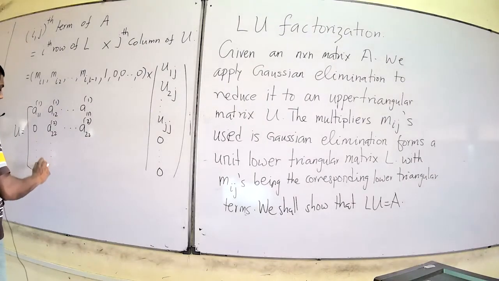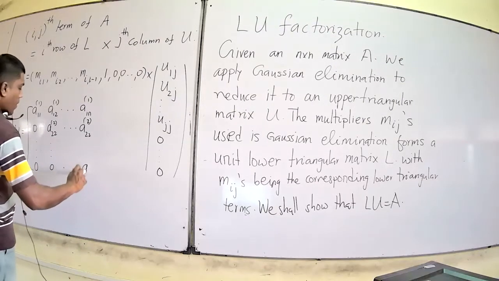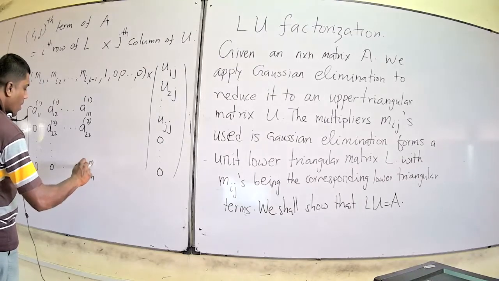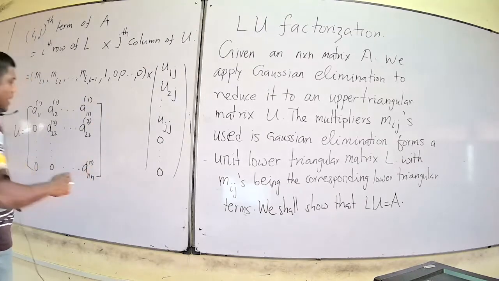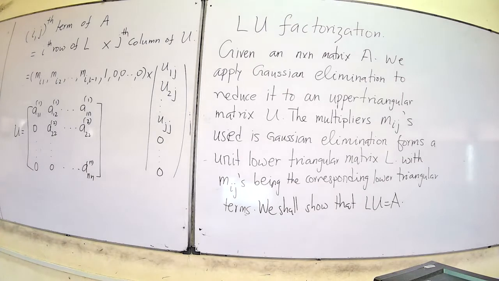0, 0, all the way up to ANN, right? So this is what we get at the end of Gaussian elimination. You remember this is what we did last time. After finishing the Gaussian elimination, we get an upper triangular matrix U, which looks like this. And these are the terms we name as Uij.